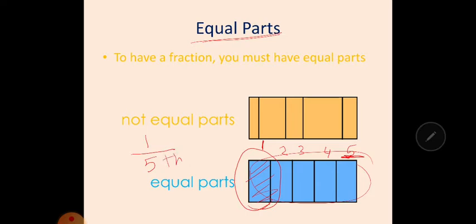Remember to put TH down and S if there are many, because this is one unit fraction, so I call it 1/5. If I color 2, it will be 2/5. And then I'll put S because it is plural, more than one piece.